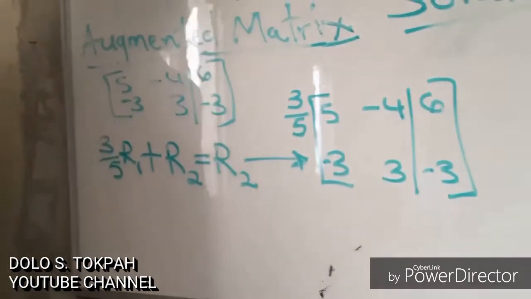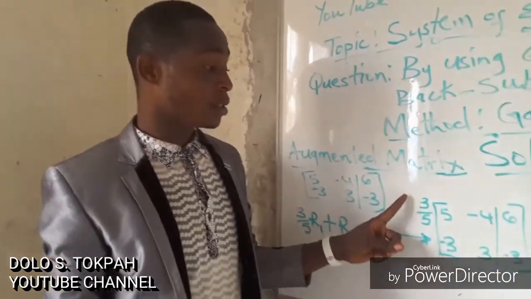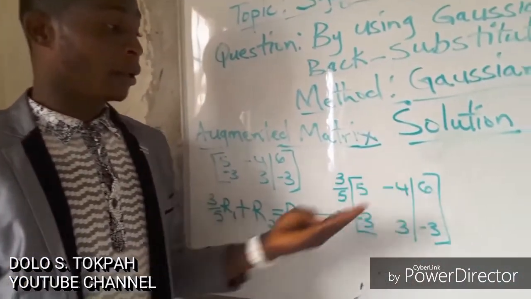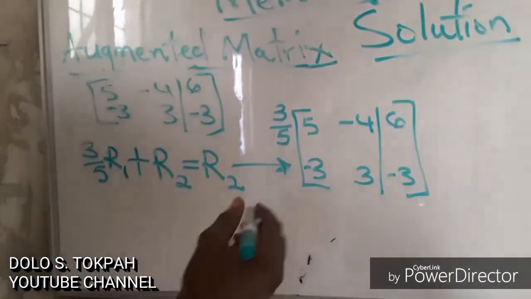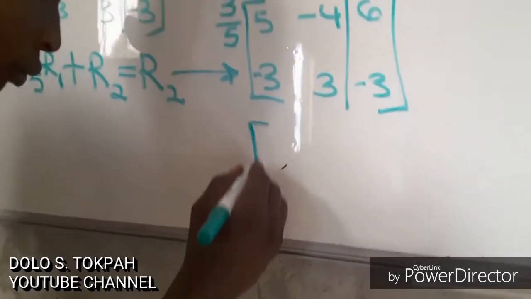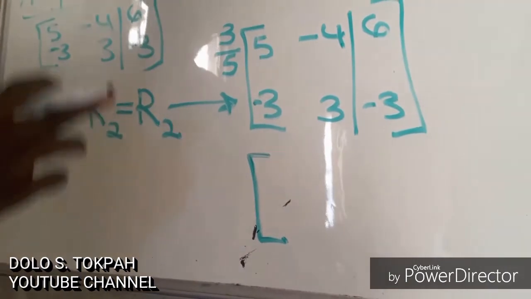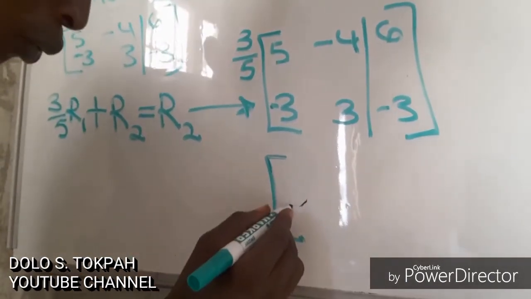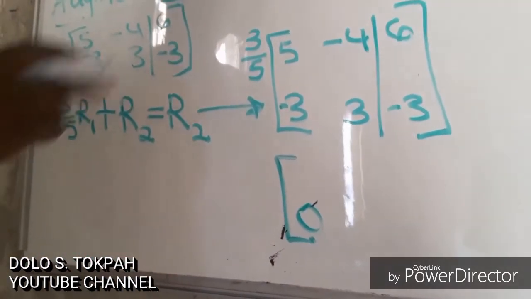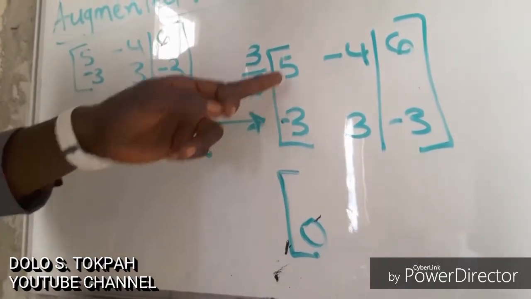We now go to our next step. What we're going to do now is take this number we have gotten, 3 over 5, multiply it by the first row, and add it to the second row to get our value. So 3 over 5 times 5 will give us positive 3. Positive 3 minus 3 will give us 0 here. Then we say 3 over 5 here; we have done with this term already.